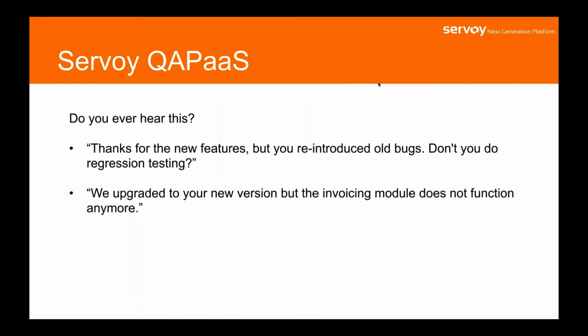Maybe to start off, a question to most of the audience who are probably familiar with questions like this. Thanks for the new feature, but you introduced new bugs. Don't you guys do regression testing? Yeah, we upgraded to a newer version of the application and suddenly things stopped working. It's a pretty common question, I guess. And although people try to test as well as they can, it's really difficult to get that quality in place.